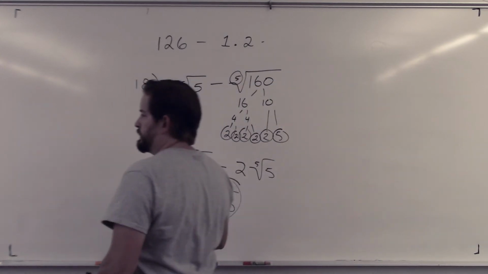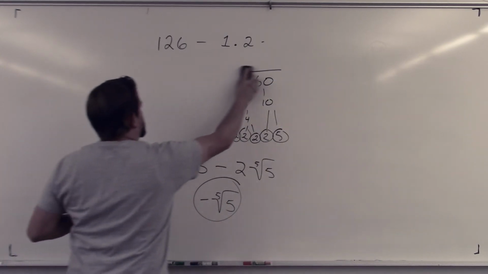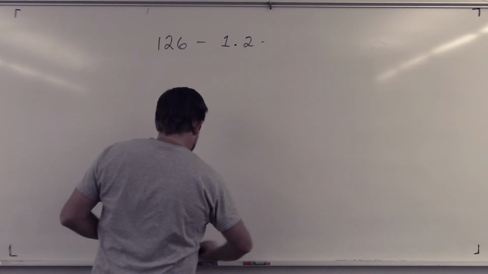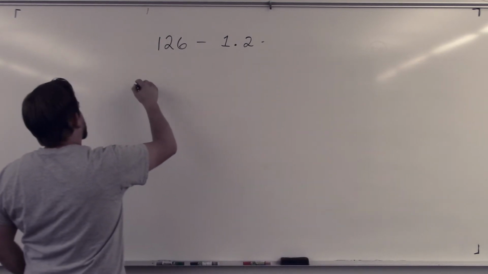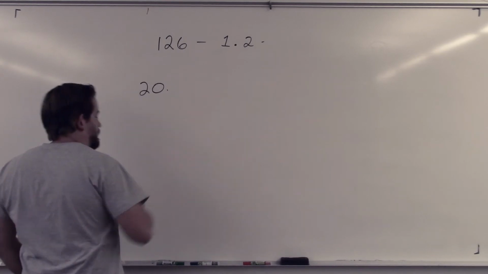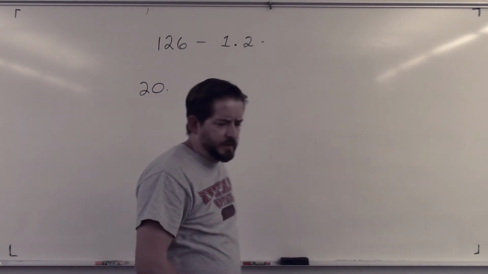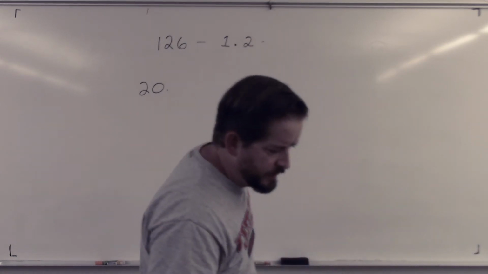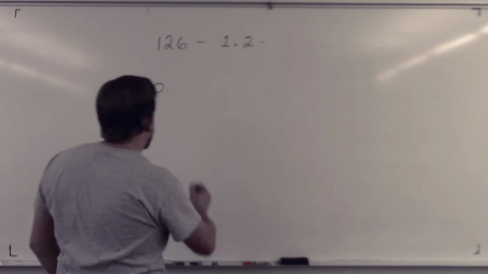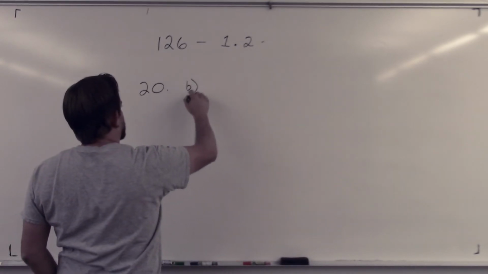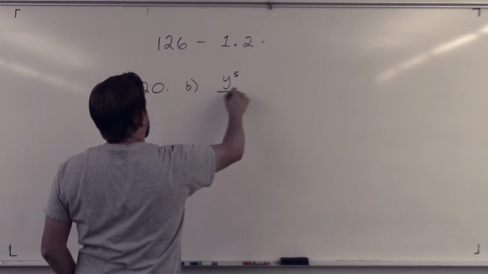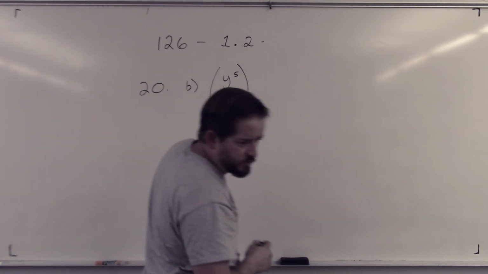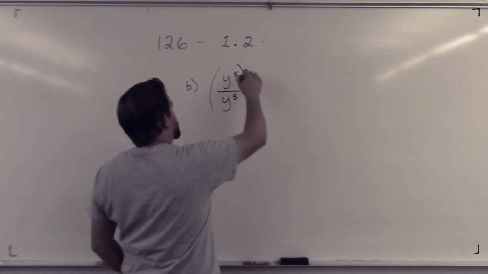The next one we want to look at is 20. There's a few expressions here. The ones that were asked of me were the bottom 2, so let's take a look at those. I have y to the 5th over y to the 8th. Call this b. Y to the 5th over y to the 8th, and that all gets taken to the negative third.